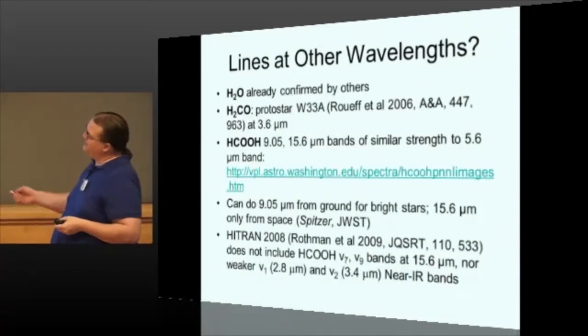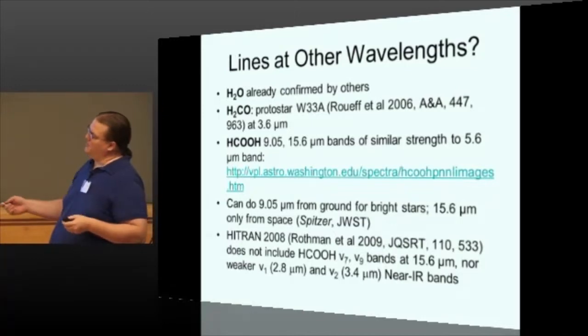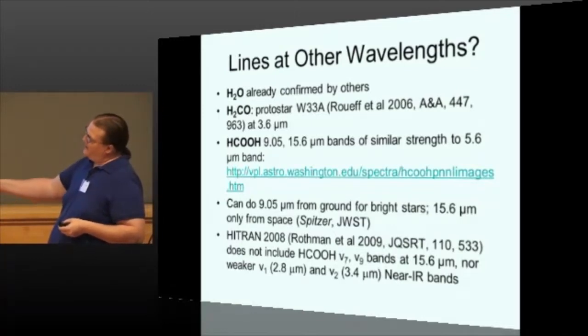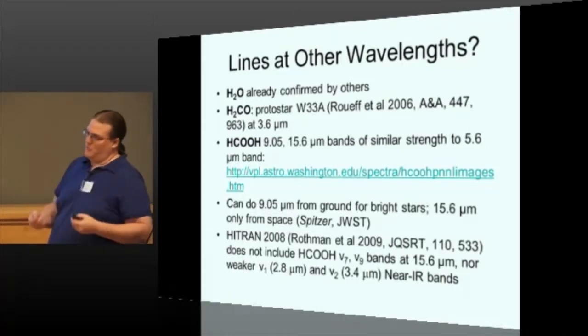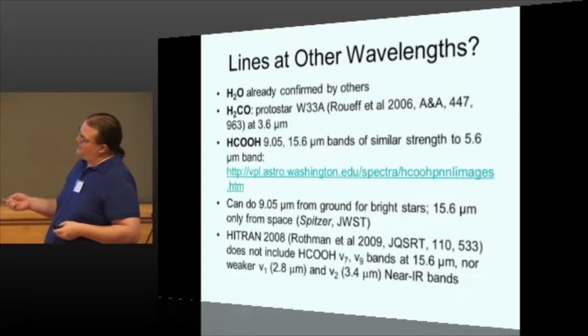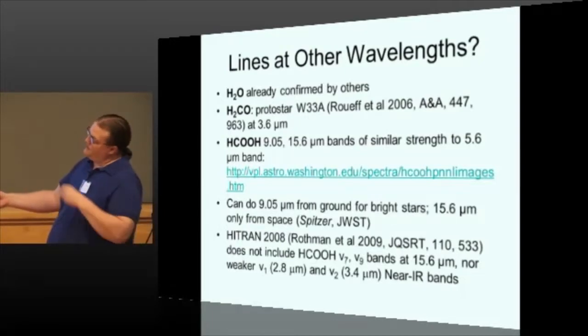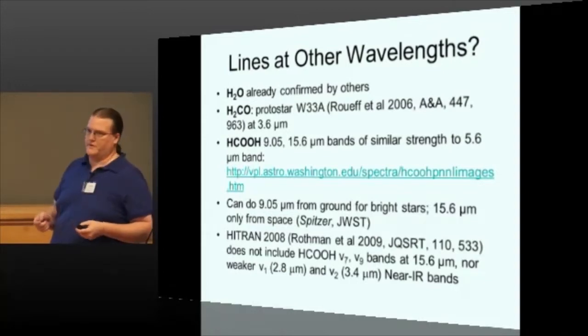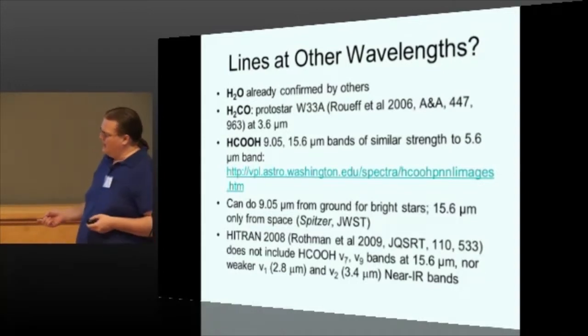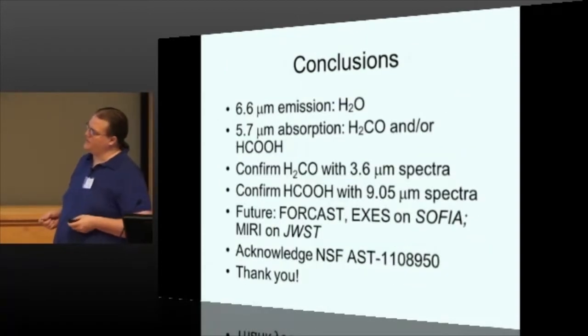For confirmation, water vapor has been observed at a number of other wavelengths. Formaldehyde has been observed for one protostar at 3.6 microns in absorption. So that would be a good wavelength to try to confirm the formaldehyde spectra. The formic acid has bands at 9 and 15.5 microns. The latter is only accessible from space-based observatories, while the 9 micron band is probably the best one, as it's well suited for ground-based observing. And I'll leave my conclusion slide. Thank you.